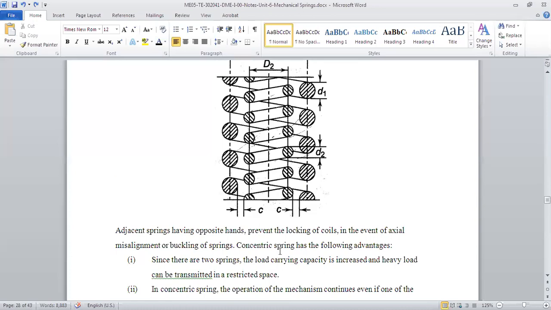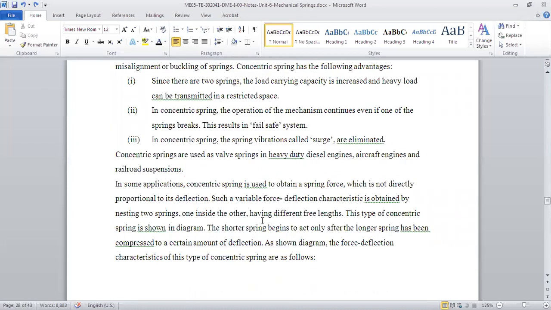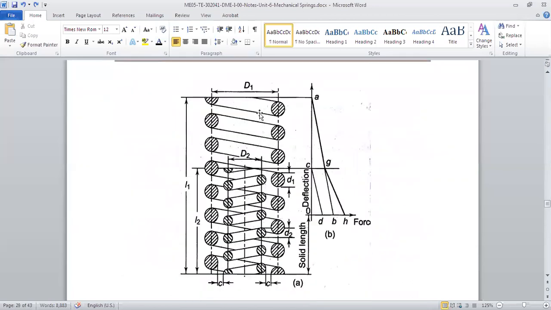It will be taken by a combination of both springs, right? So sometimes we do not want the spring force to be directly proportional to the deflection, right? That time we use this type of spring for a variation of the force and deflection ratio. Okay, now see, this is the diagram I was talking about.